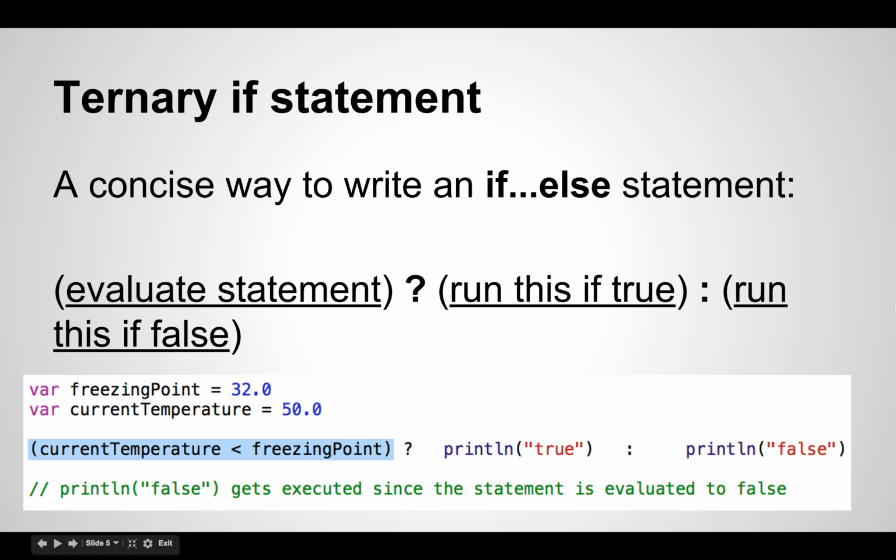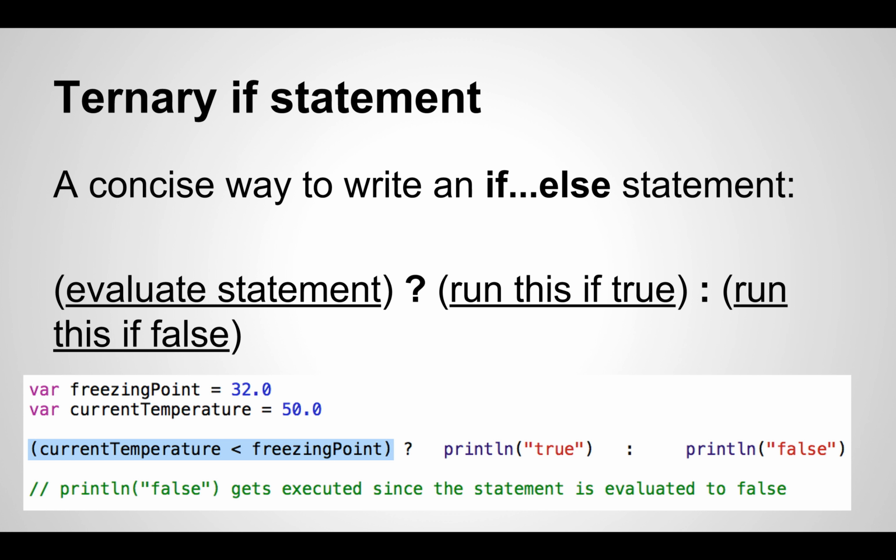Now there's another if type, it's called the ternary if, which is technically you really don't need to use this one. This one is just a neat way in Swift to have everything in one single line. As you can see, you have the evaluate statement, then a question mark, then if it's true, you have the code that runs, and then you have a colon, and you have the false one.